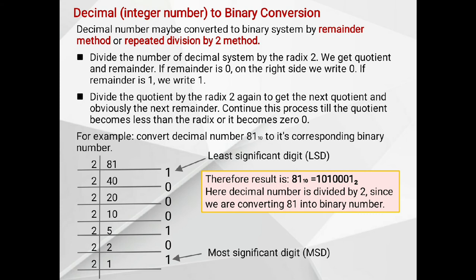When we produce the result for decimal 81 to binary, we write the numbers from the bottom to the top, that is from the most significant digit, which carries the maximum value, to the top. So the answer will be 1010001. This is how we convert a positive integer number to binary.